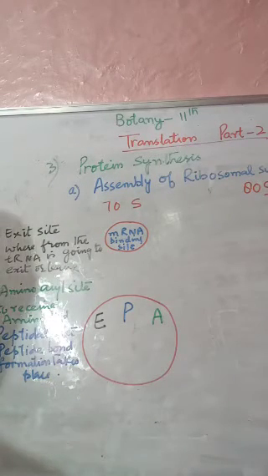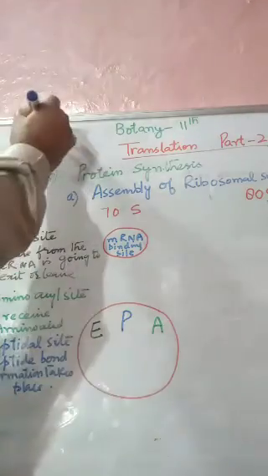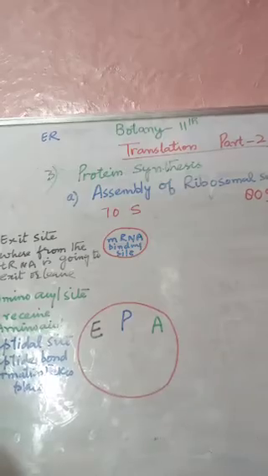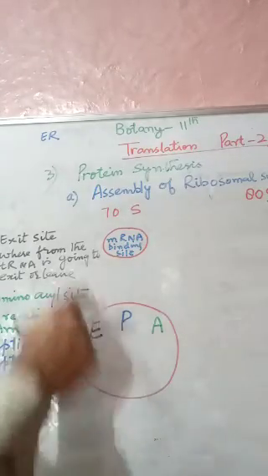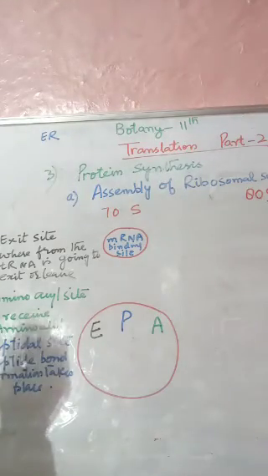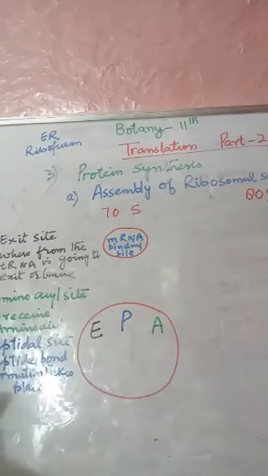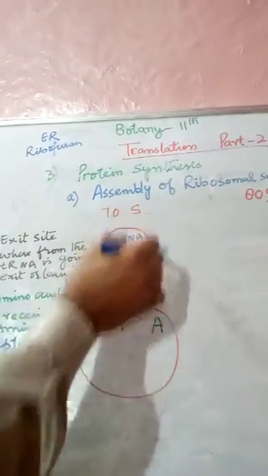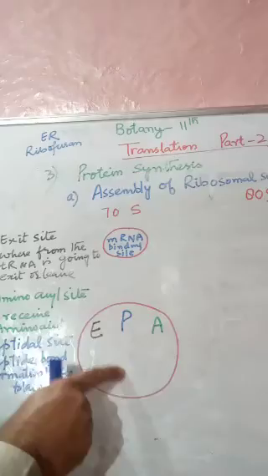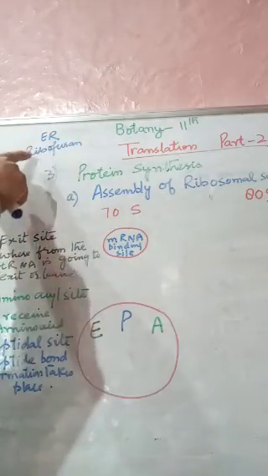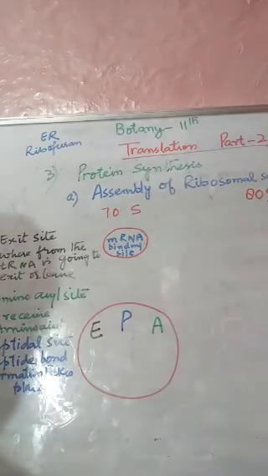Now what happens, if the ribosome is attached to the endoplasmic reticulum, then it is always the larger subunit which is attached to the endoplasmic reticulum with the help of a protein called ribophorin. Whether it is a 70S or 80S ribosome, it is the larger subunit that is attached to the ER with the help of ribophorin. These two subunits assemble together.